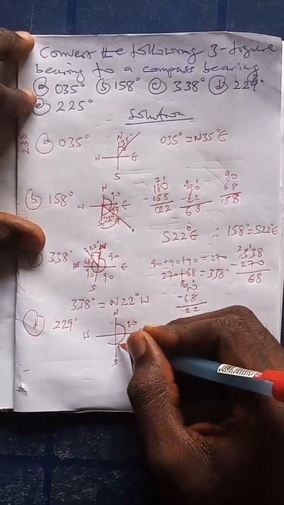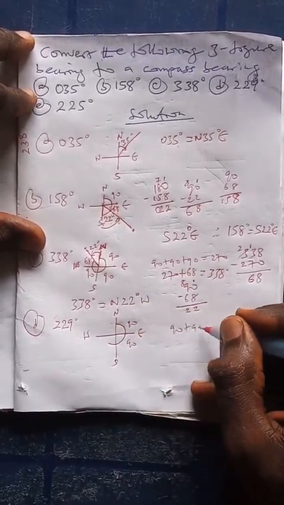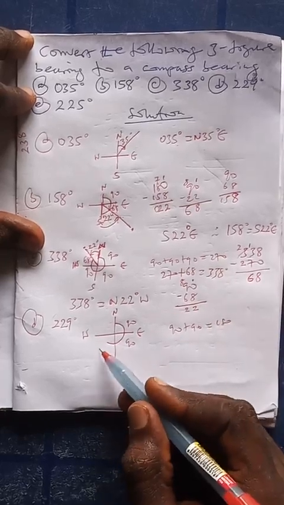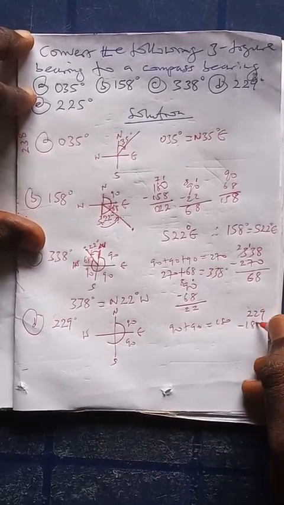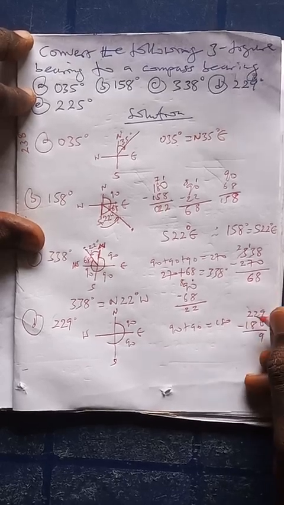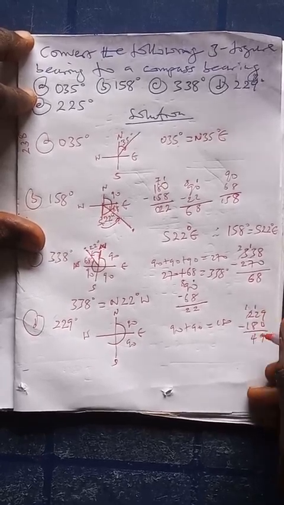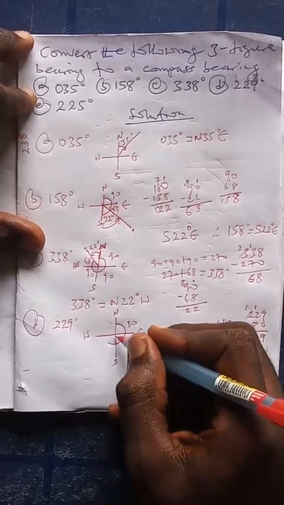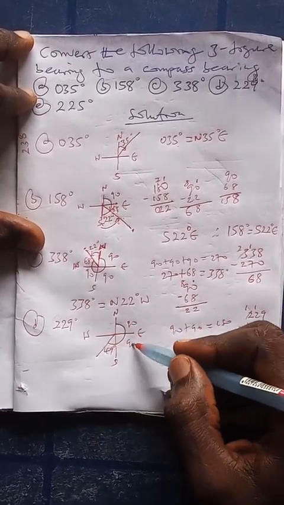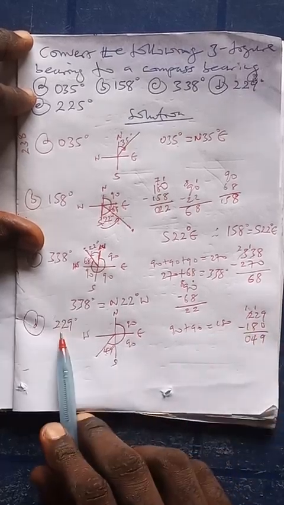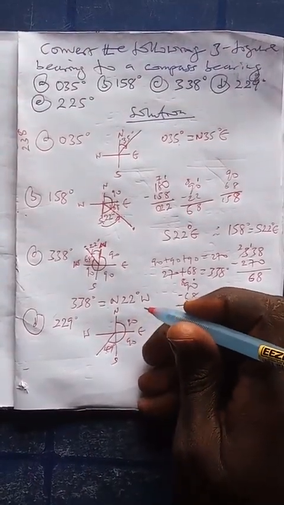So what are we going to add to 180 to make it 229? We have 90 plus 90, which gives us 180. To get the remaining portion, we subtract 180 from 229. So 229 minus 180: 9 minus 0 is 9. 2 minus 8, but we borrow 1 from 2, remaining 1, and here becomes 12. 12 minus 8 is 4. 1 minus 1 is 0. So we need an extra 49 degrees here. So 180 plus 49 will give us 229 degrees.